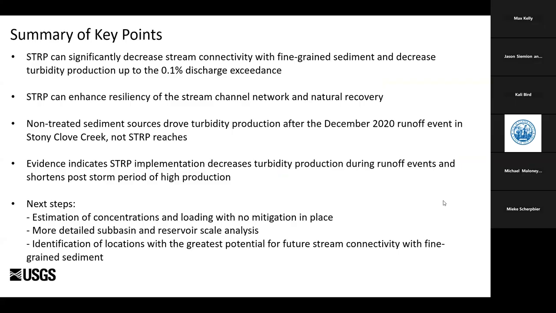So to summarize some of our key points here today, the projects we know can significantly decrease connectivity with fine-grained sediment. We map it beforehand, or more accurately, Danny and other folks from DEP and Ulster County Soil and Water have mapped these streams. And we know how much material the stream was in contact with before the project. And in theory, the projects are completely eliminating all of that contact. So we know that they can be successful at that.